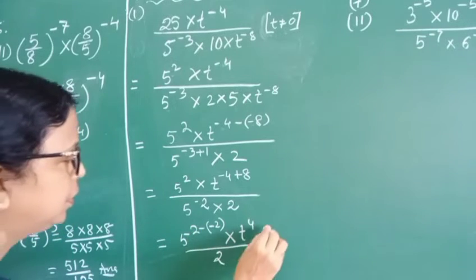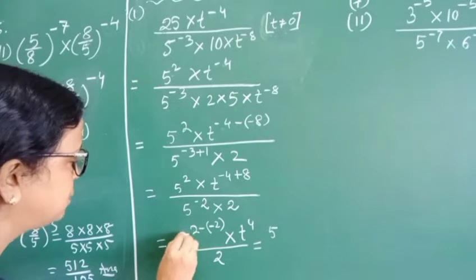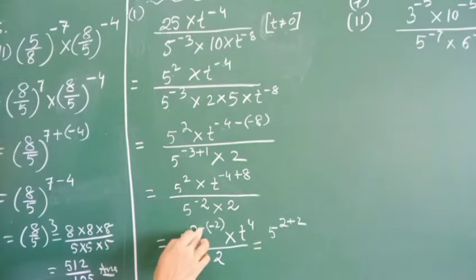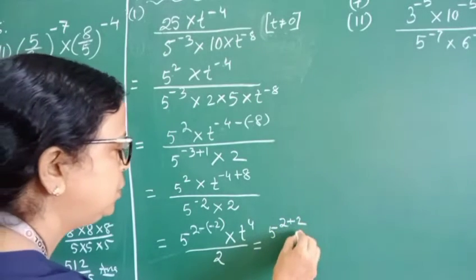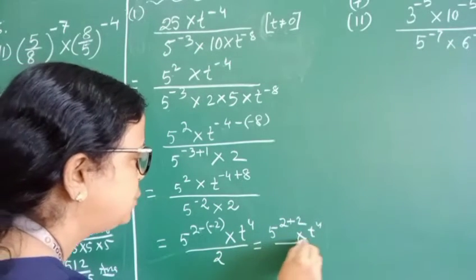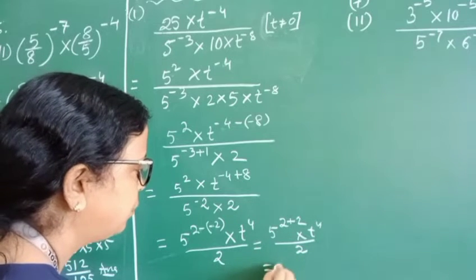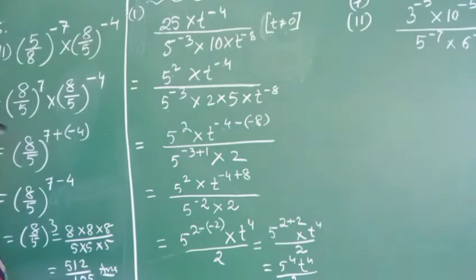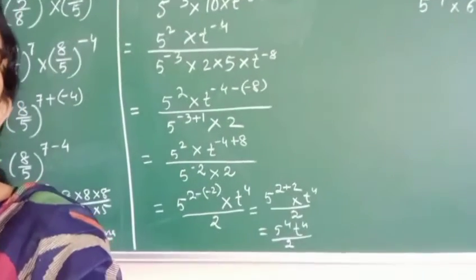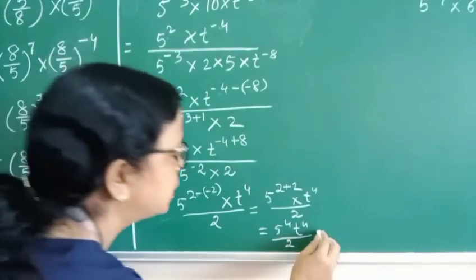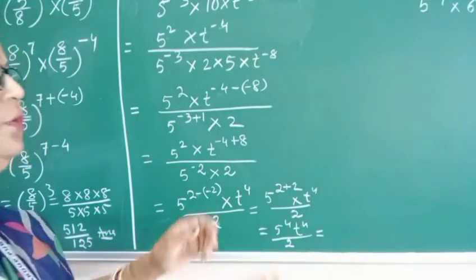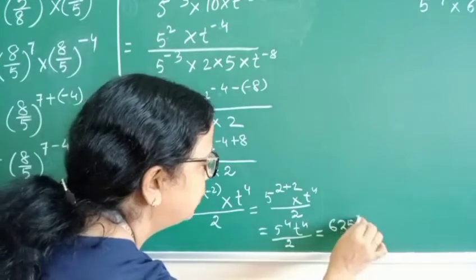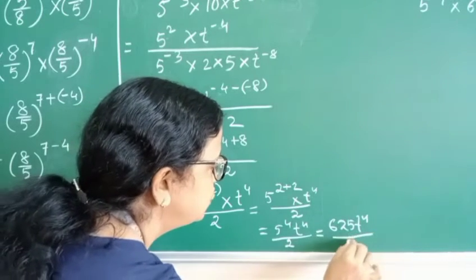5 to the power 2 plus 2 minus 2 plus 2 plus 2 into t to the power 4 by 2, that is 5 to the power t4 by 2. What can I write? Instead of 5 to the power 4, I can write 5 5s are 25, 25 into 25, 625. So 625, 5 t to the power 4 by 2.